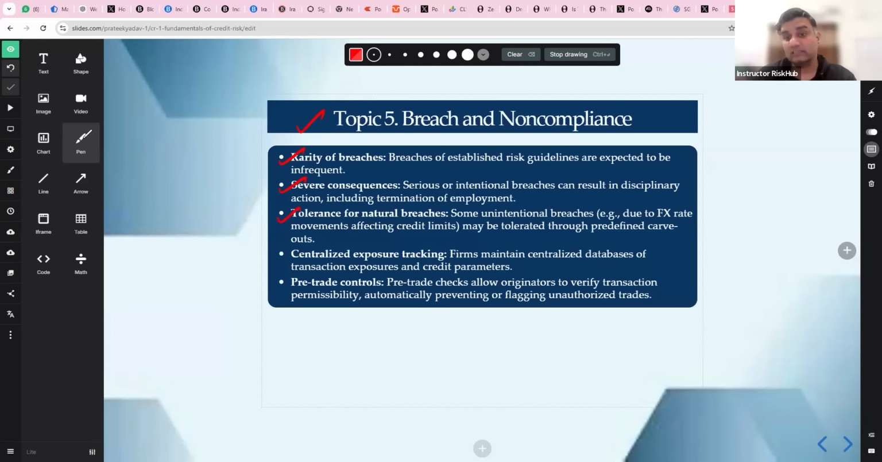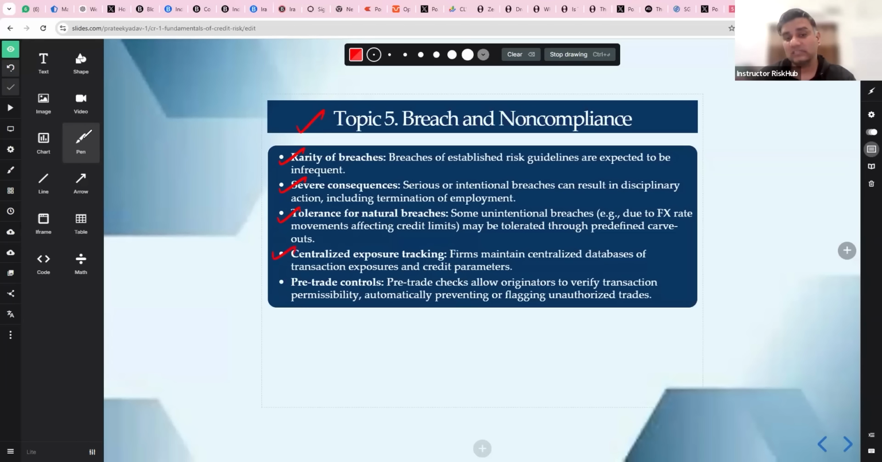Then you look at your tolerance for natural breaches. Now, this is a subtle topic, but very examinable. Some breaches are not due to human error. For example, FX volatility increases your exposure value, or market movement pushes your derivative MTM above your limit. These are external risk-driven breaches. Governance should allow predefined carve-outs, meaning the policy anticipates such events, tolerance bands are defined, and no panic escalation is required. This connects to your market risk volatility, exposure, default sensitivity, and stress testing, right?